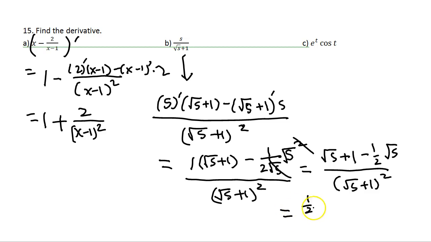So it will be 1/2 square root of s over square root of s plus 1 squared. And then you can further simplify this by multiplying by the 2 top and bottom to just erase this and then have 2 in the denominator. Okay, so this is what you would get if you simplified.